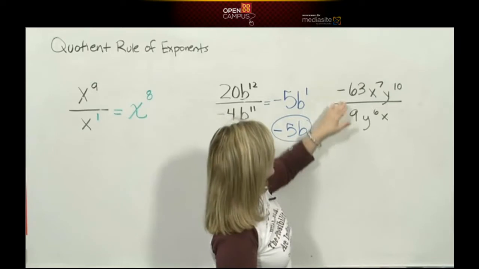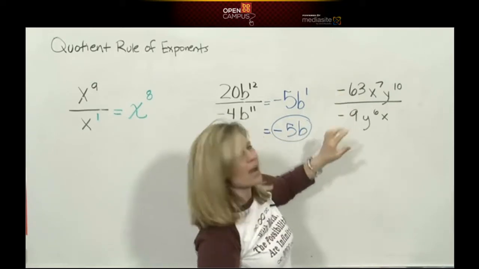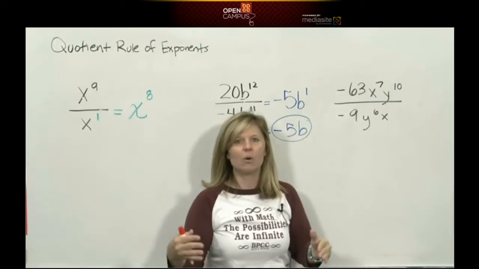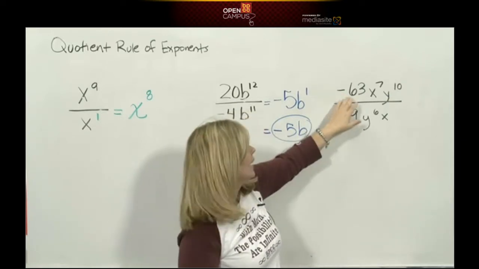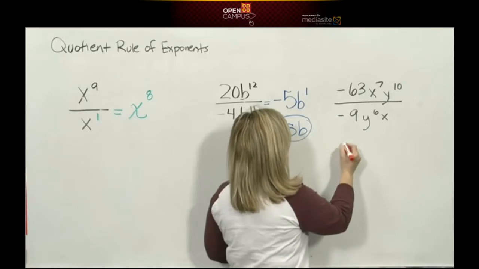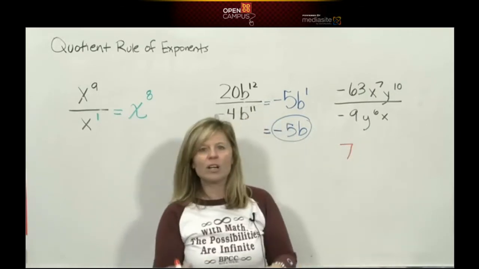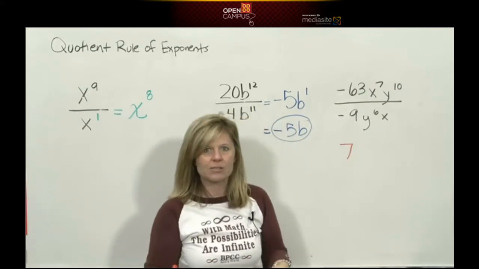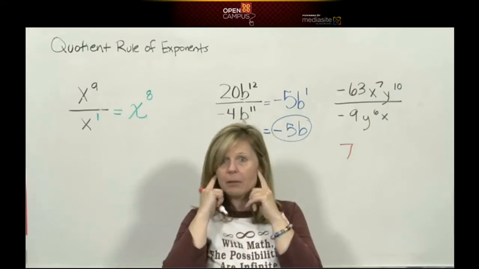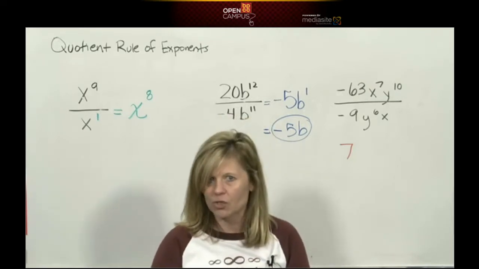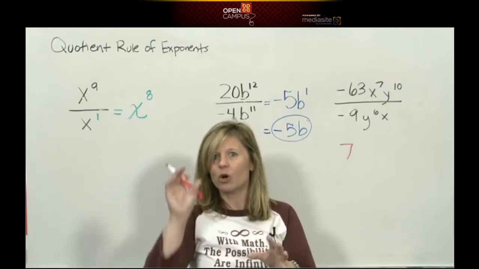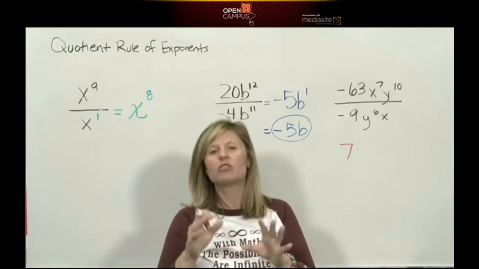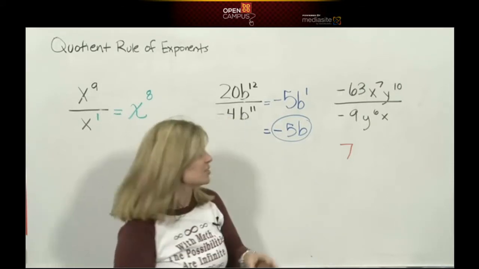So we're going to divide. Negative 63 divided by negative 9. Do the coefficients first. Well, a negative divided by a negative is a positive, and 63 divided by 9 is 7. Now we're going to find the same base. Now, understand my vocabulary. I'm not saying find like terms. Now, remember, to be alike, the letter would have to be identical with the same exponent. So these are not like terms. We're just looking for the same base.